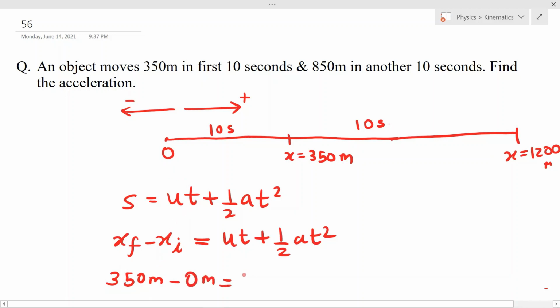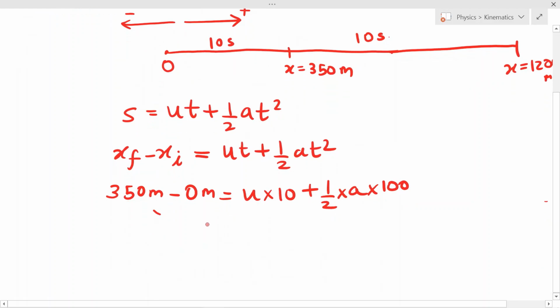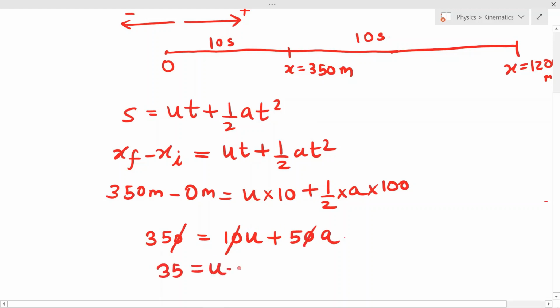So this equals u into 10, because t is 10 seconds when x is equal to 350 meter, plus half into a into 100, because 10 square is 100. So this becomes 350 is equal to 10u plus 50a. Now we can cancel these zeros. So this becomes 35 is equal to u plus 5a. This is our first equation.